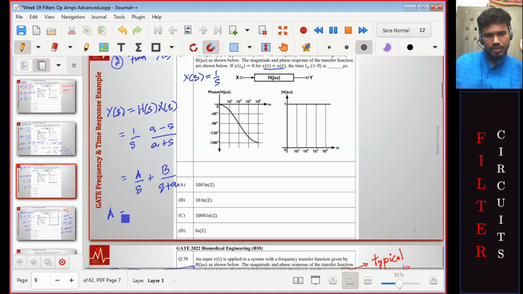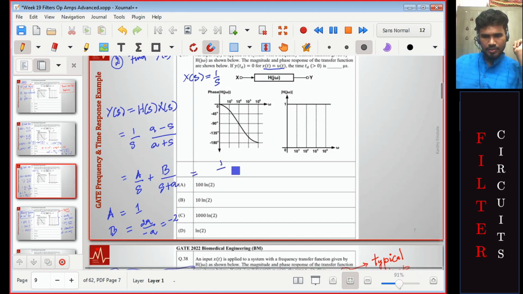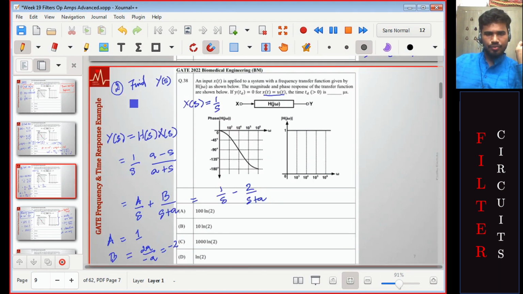What is A? A is: remove that singularity and evaluate at 0. I suppose A is 1. B is: eliminate this and evaluate at minus a. So we have 2a by minus a, which is minus 2. So this is 1 by s minus 2 by s plus a. Okay, we have done this step. Find Y of s, we have done that. A we will substitute towards the end. Now find Y of t.